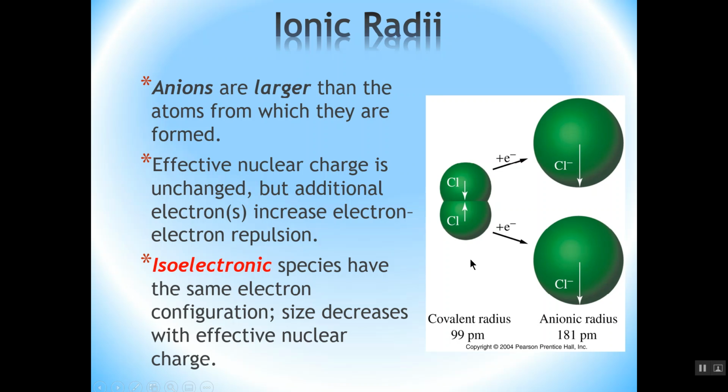For the reasons I mentioned before, greater repulsion when the atom gains electrons results in an increase in the anionic size compared to the atomic size of the chlorine.